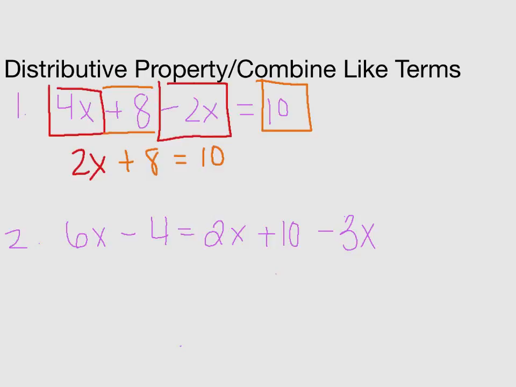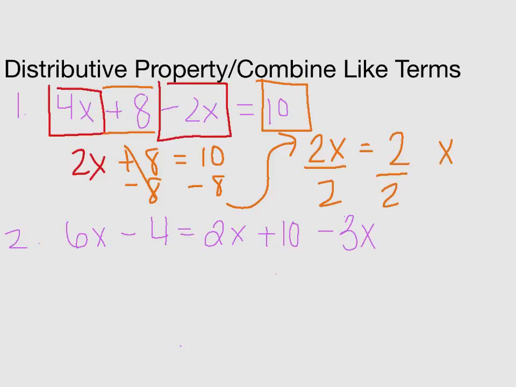Now it's a 2-step equation. So if you see, I have my oranges that I still need to get rid of. So I subtract 8 from both sides. I'm going to write it over here. And I'm left with 2x equals 10 minus 8, which is going to be 2. I then divide both sides by 2, and I'm left with x equals 1.